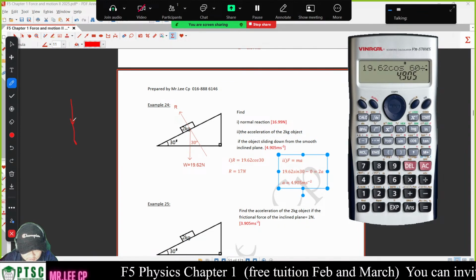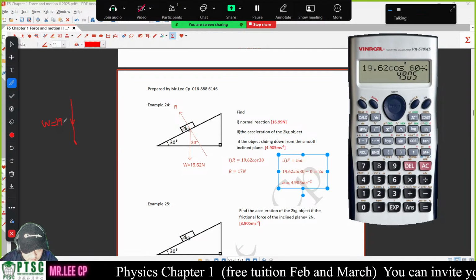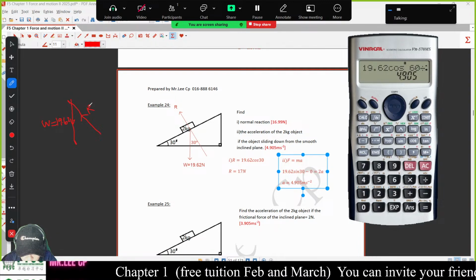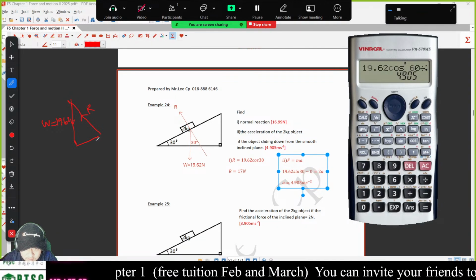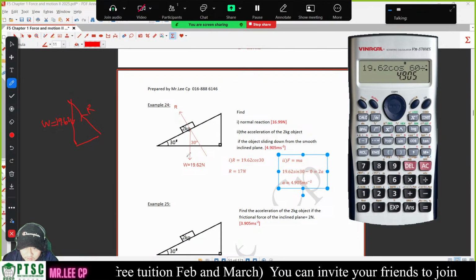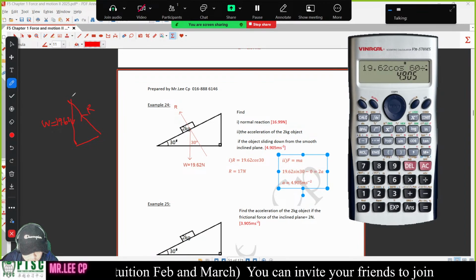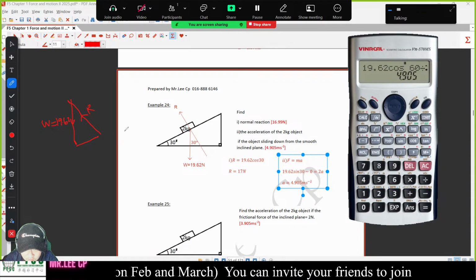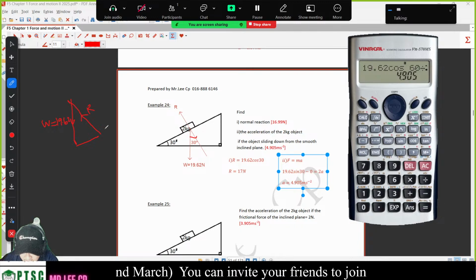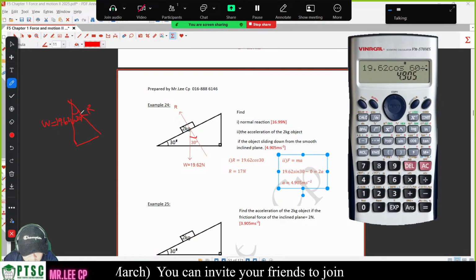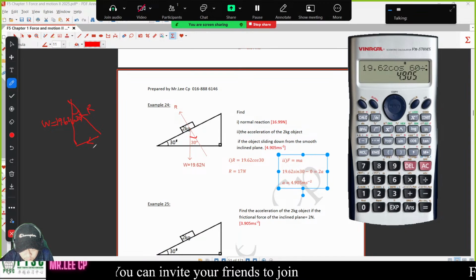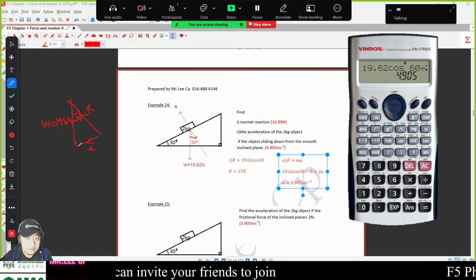So this is W, 19.62. So this is R. This is R in this direction. So that is a resultant force here. This angle is 30. This angle is 30. Okay. So this one will cause you an acceleration, right? This way will cause you an acceleration.